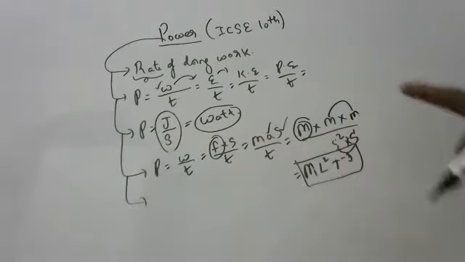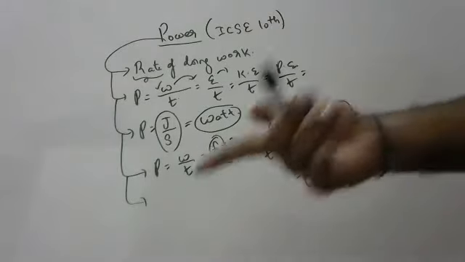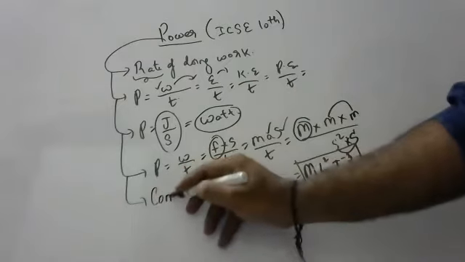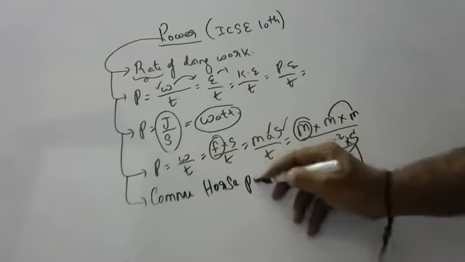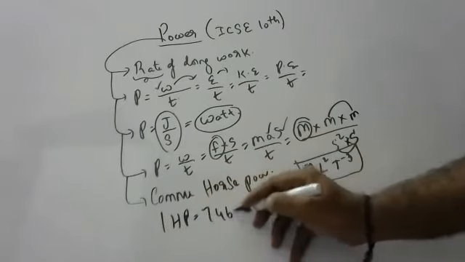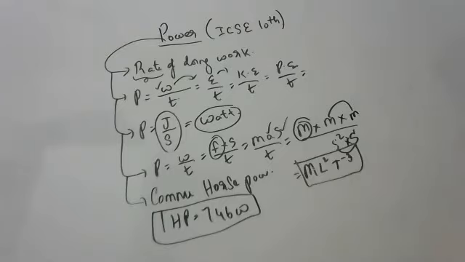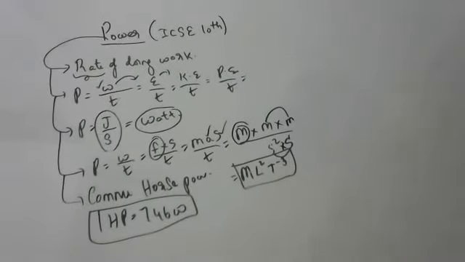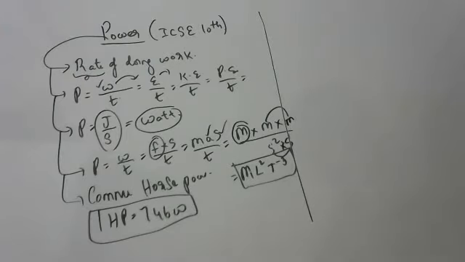So the normal unit is watt. But the commercial unit of power is horsepower. One horsepower is equal to 746 watts. That is the commercial unit of power. The commercial unit is used for making motors and machines. You will use this horsepower: how much is the HP of your machine? So one horsepower is equal to 746 watts.